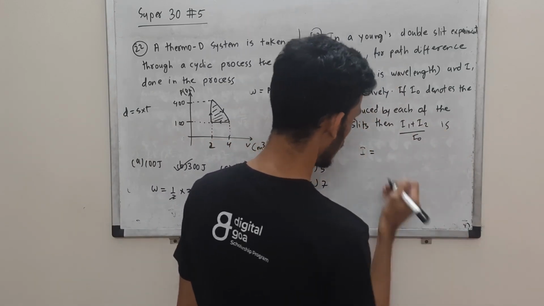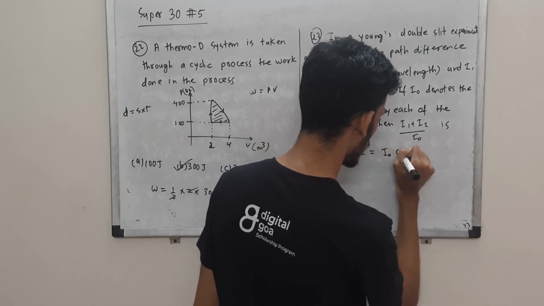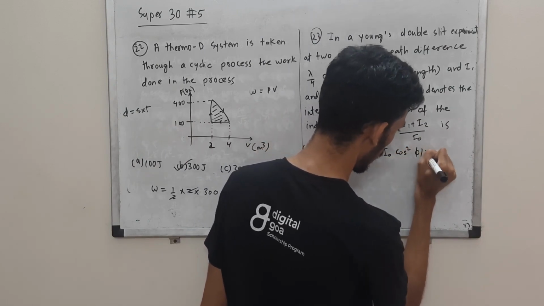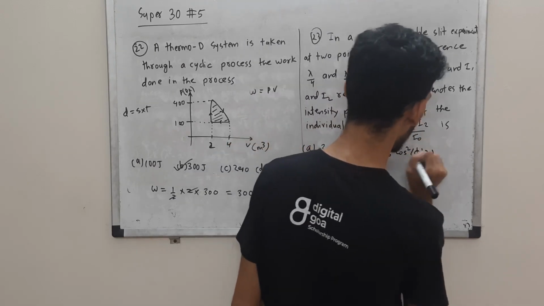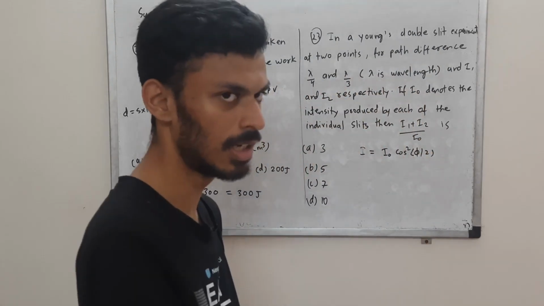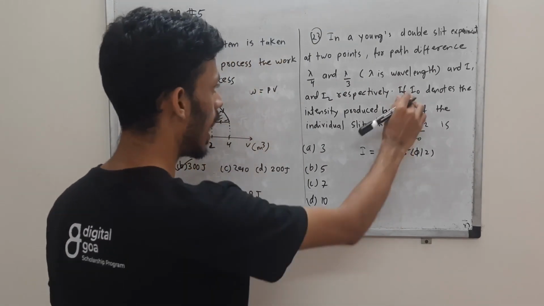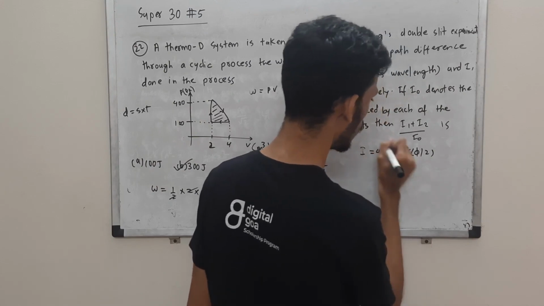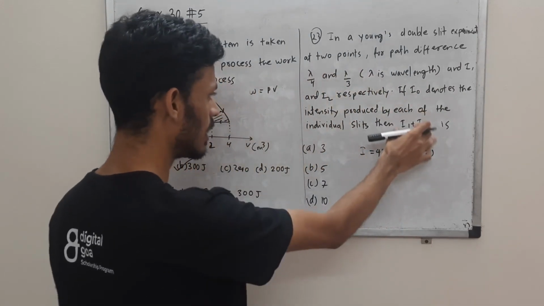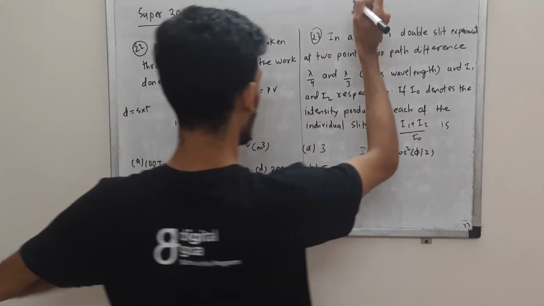the equation for intensity? It is I0 cos square phi by 2. Now this phi is the phase difference. From the path difference, which is given in this question, we can find the phase difference. And also I0 is the intensity of an individual slit. So here we have to use 4 I0 basically, because we have to compute this ratio. I'll convince you on that.